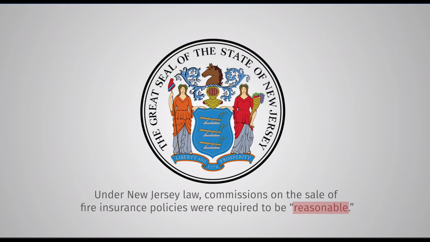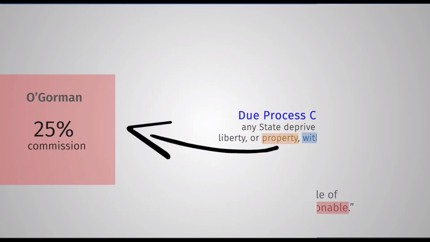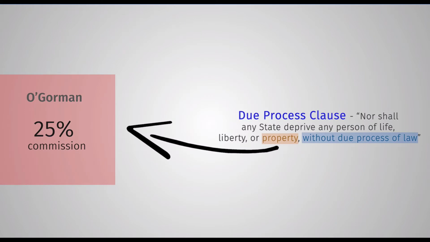And the O'Gorman firm sold Hartford fire insurance policies, and their contract provided that the commissions would be priced at what such services were reasonably worth. Now, O'Gorman asserted that its commission was reasonably worth 25% of the insurance premium. Hartford, however, only paid 20%. And O'Gorman filed suit for breach of contract, and the trial court found that under the New Jersey law, a 25% commission was unreasonable and could not be paid.